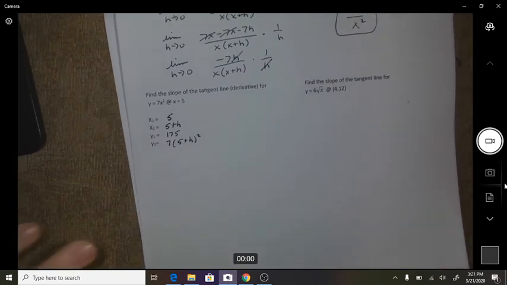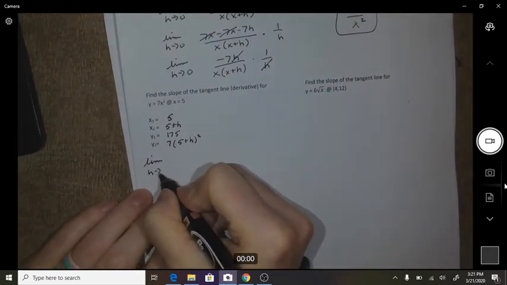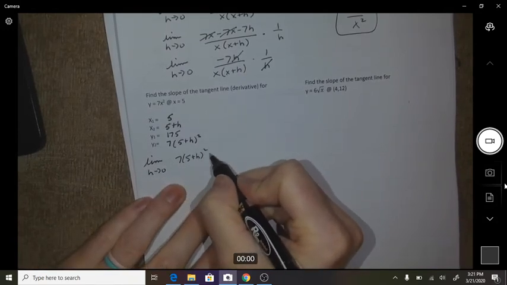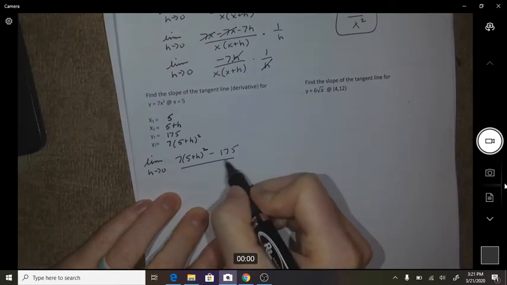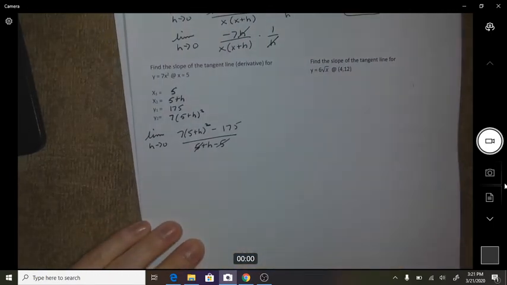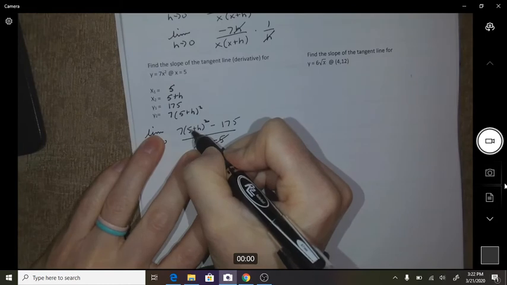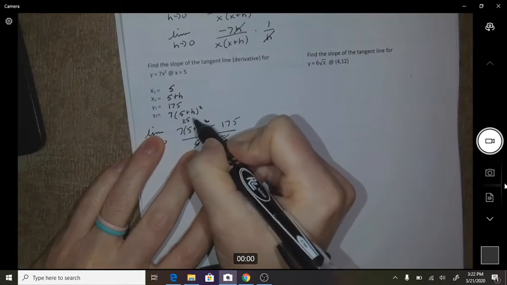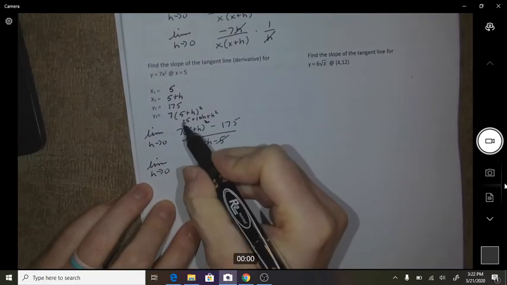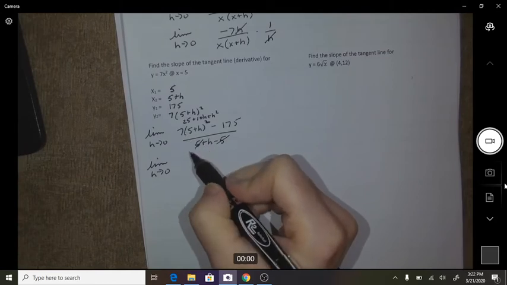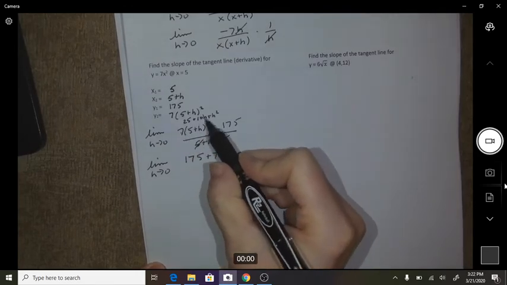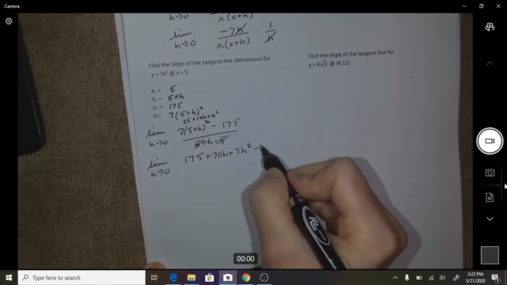Okay. So here we go. Limit as h approaches 0, y2 minus y1 over x2 minus x1. Okay, I'm just going to write this binomial squared over top. 25 plus 10h plus h squared. Okay, times it by 7. So we get 175 plus 70h plus 7h squared.